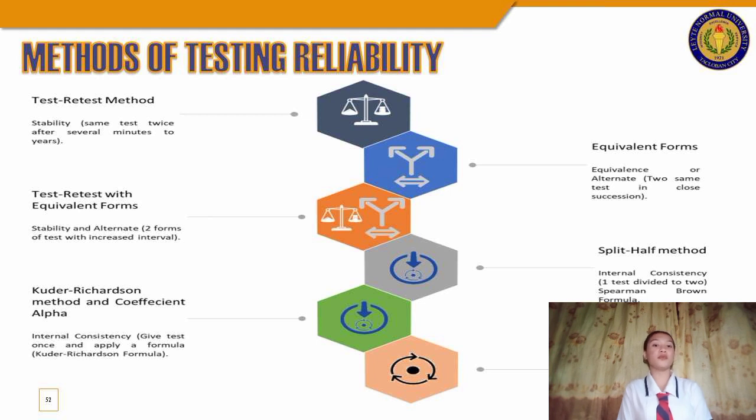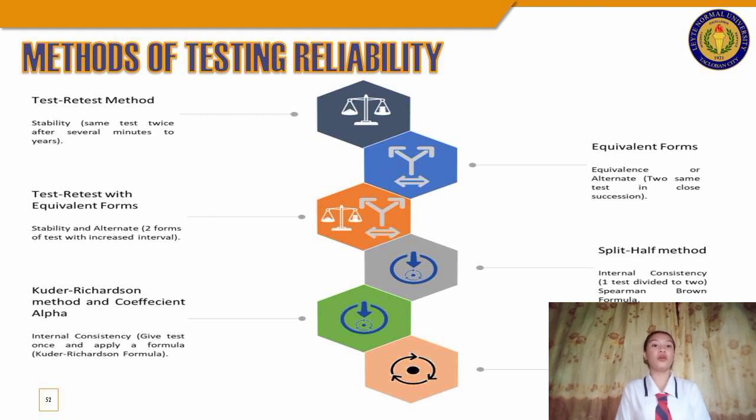So the second one is the test-retest method. Test-retest reliability involves administering the same test to the same group of individuals on two separate occasions. This method assesses the stability of the test by checking if individual scores remain consistent over time. It is particularly useful for measuring traits or characteristics that are expected to remain relatively stable, such as intelligence or certain personality traits.